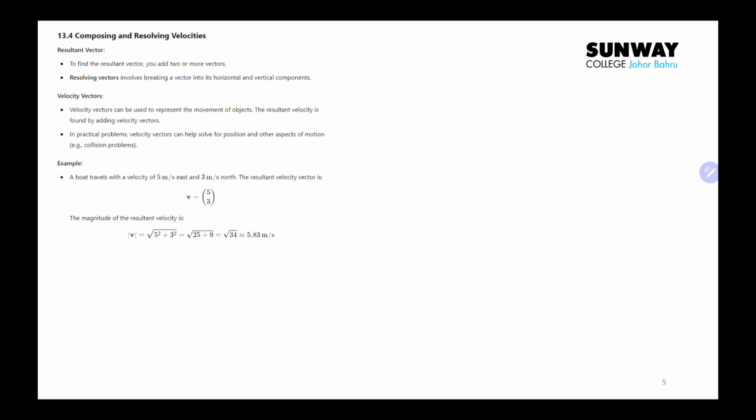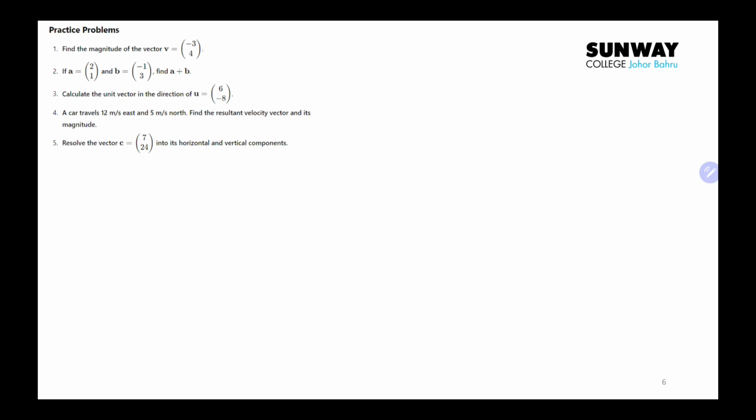We can compose and resolve vectors. For example, in this particular case, we were told that a boat travels at a velocity of 5 meters per second east and 3 meters per second due north. The resultant velocity is what? When we are asked for the resultant velocity, we are talking about its magnitude. So we're talking about 5 due east and 3 due north. Once again, you can use Pythagoras' theorem to figure out the answer.